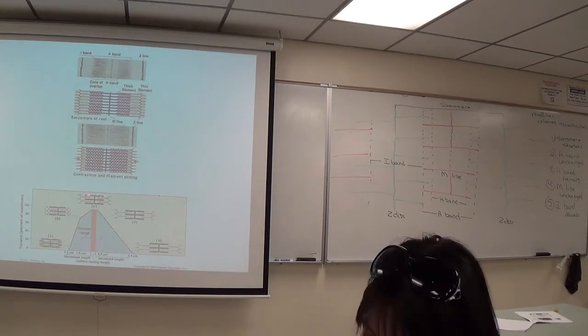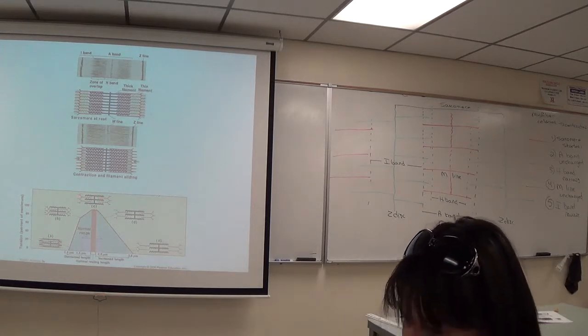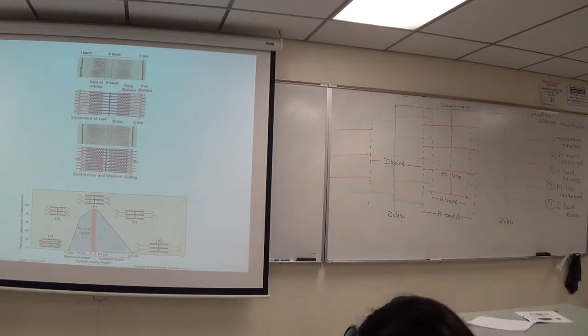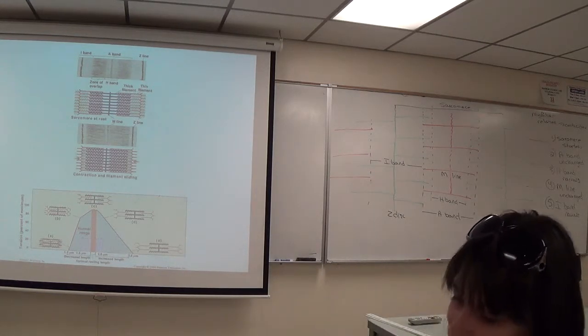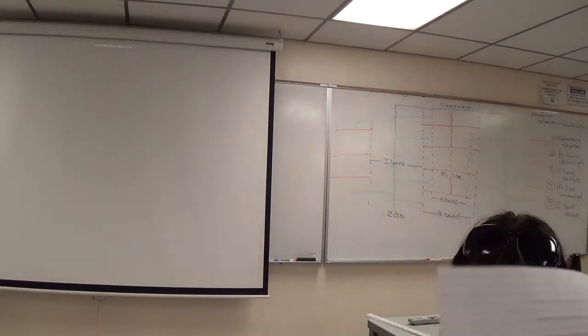So there's an optimum amount of overlap between actin and myosin to generate the greatest amount of force, and that's really all that's being depicted by this graph. But we'll look at it some more tomorrow. Okay, let's switch to the physiology then.